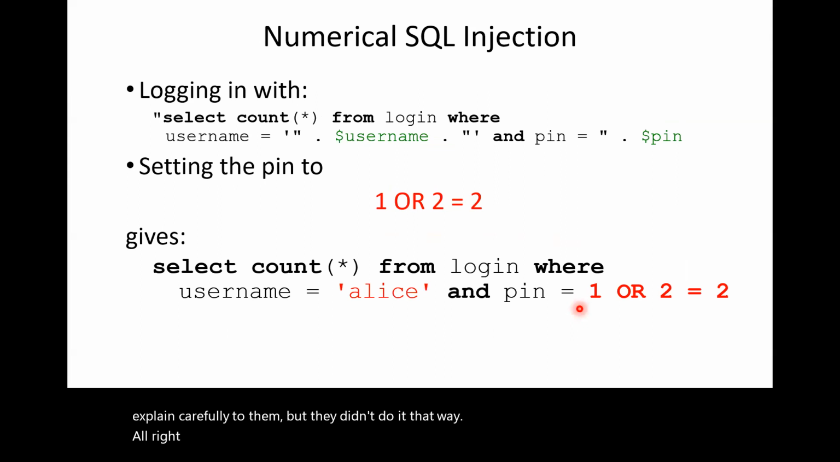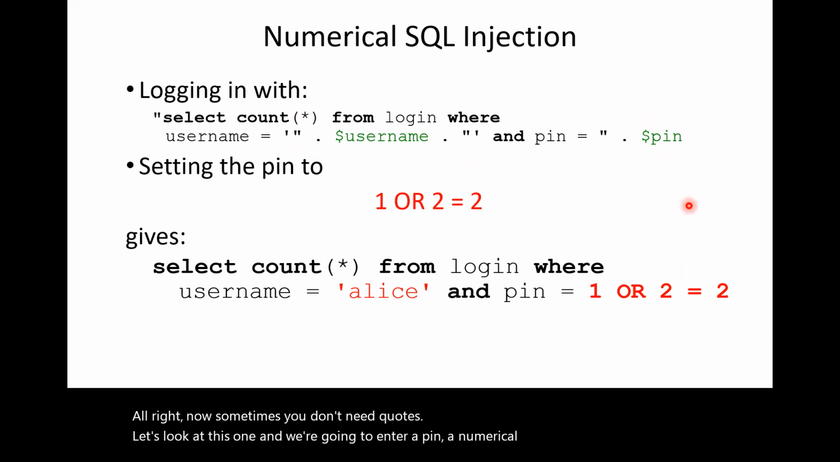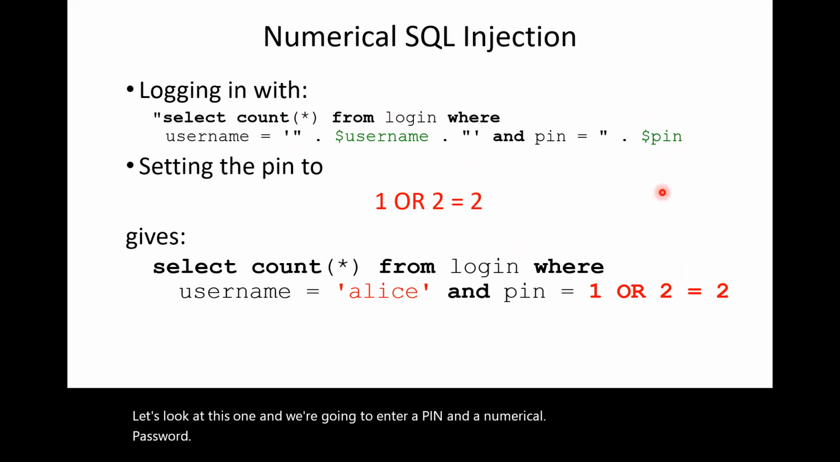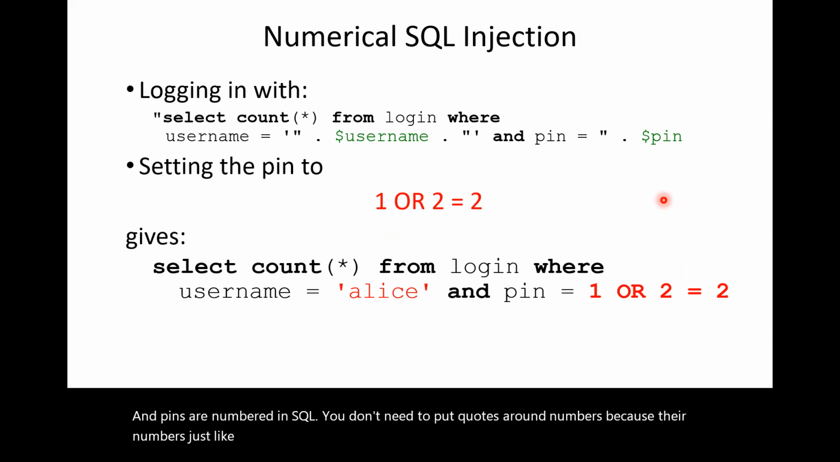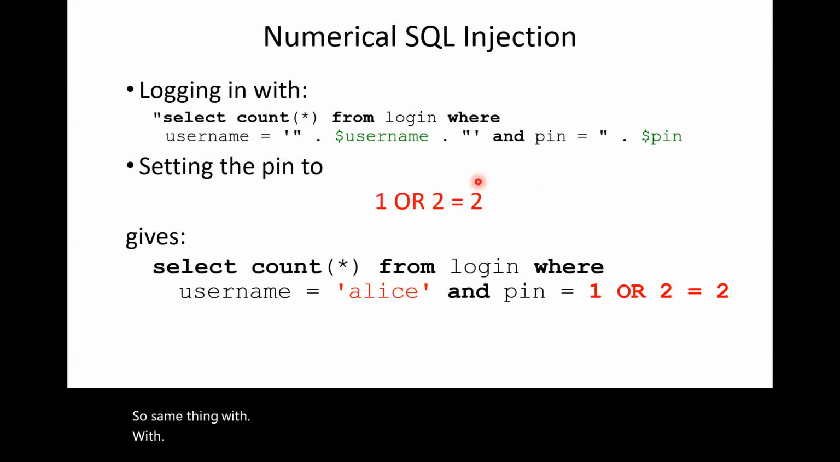All right. Now, sometimes you don't need quotes. Let's look at this one, and we're going to enter a PIN, a numerical password. And PINs are numbers. In SQL, you don't need to put quotes around numbers because they're numbers, just like in Java, C++, Python, where you have to put quotes around a character string but not around numbers. So with numerical input, just put the numbers in, no quotes. And we'll assume that 0 is an even number.